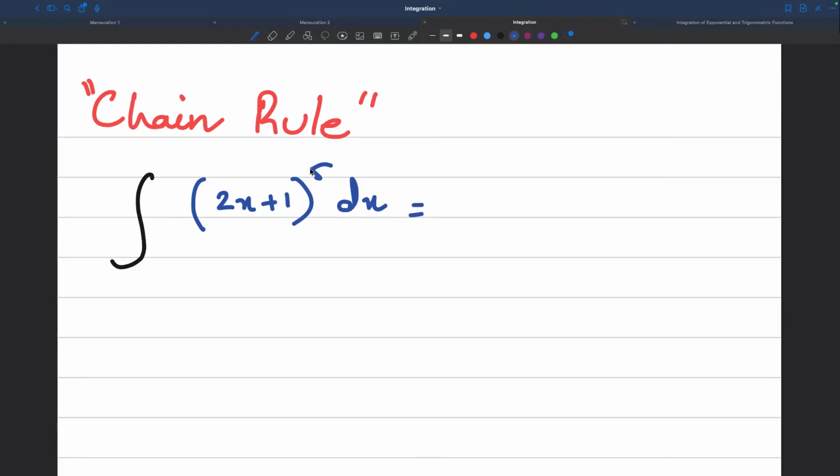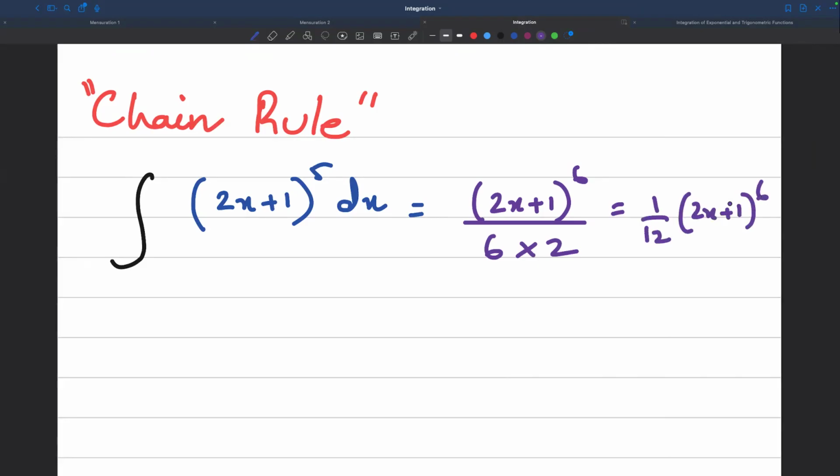In differentiation, we used to multiply the power, right? Decrease the power and multiply it with the derivative of 2x plus 1. In integration, the only change will be, as you have done in integration, you will increase the power by 1, divided by the new power and also multiplied with the derivative of 2x plus 1 in the denominator. In differentiation, we multiplied in the numerator. In integration, we'll put it in the denominator. And that is it. 1 upon 12 into 2x plus 1 to the power of 6 will be my answer.